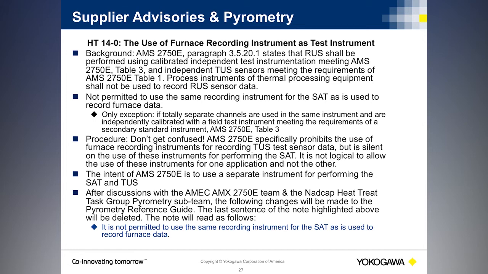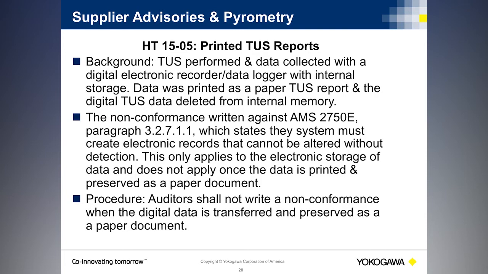AMS 2750, paragraph 3520-1, was very clear that you were not allowed to use process instrumentation to conduct uniformity surveys. But the Pyrometry Reference Guide allowed for an individually calibrated channel to conduct your SATs. So the concern was, if we're not allowing the process recorders to conduct uniformity surveys as a test instrument, why would we allow the process recorder to also conduct SATs? So they revised the Pyrometry Reference Guide to disallow that and sent out this supplier advisory.